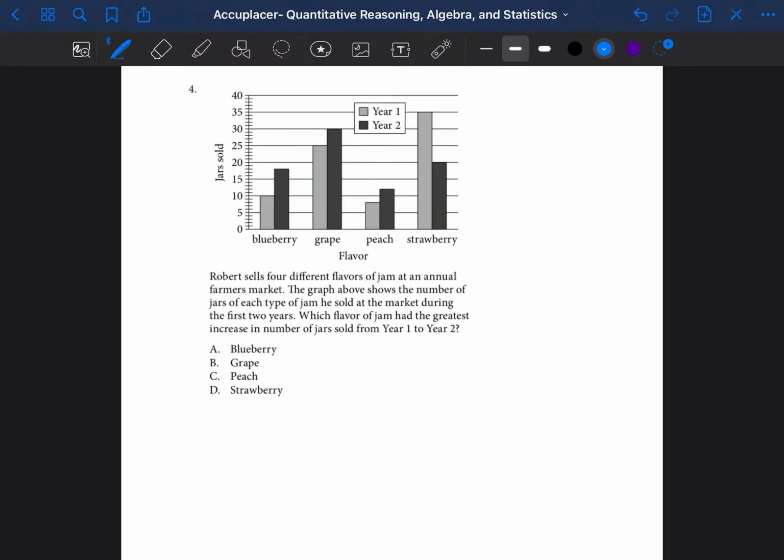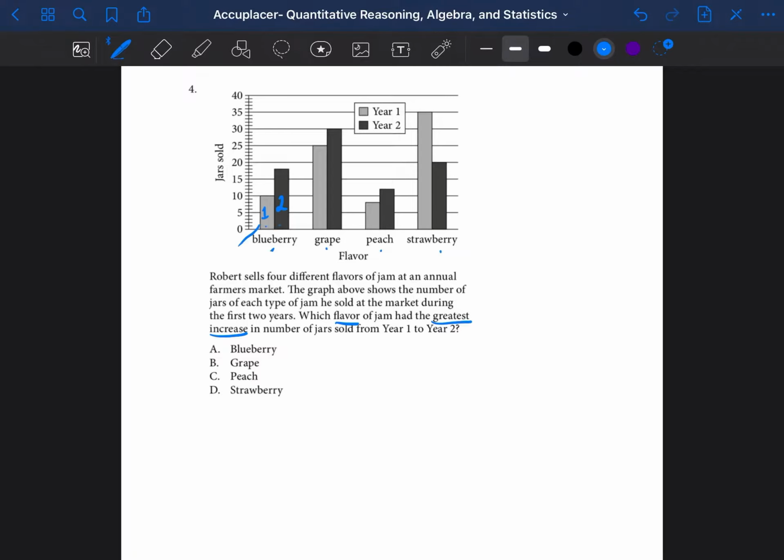All right, so problem number 4 asks us, Robert sells 4 different flavors of jam, and we see that blueberry, grape, peach, strawberry. The graph above shows the number of jars of each type of jam that he sold at the market during the first 2 years. Which flavor of jam had the greatest increase in number of jars sold from year 1 to year 2? So this light gray is year 1, this dark gray is year 2. They're asking us which flavor, blueberry, grape, peach, or strawberry, had the greatest increase. So increase from this first bar to the second bar.